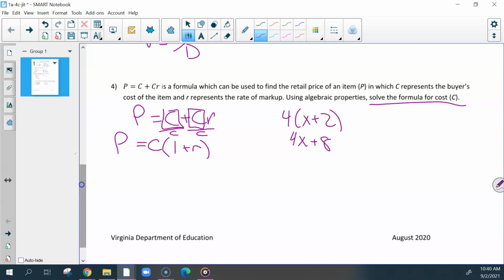Now I have this 1 plus r times c, and if I wanted to get c by itself completely, well, it's almost by itself, I should have said. c is being multiplied to these parentheses. I can divide both of these sides by 1 plus r, to just get c by itself.